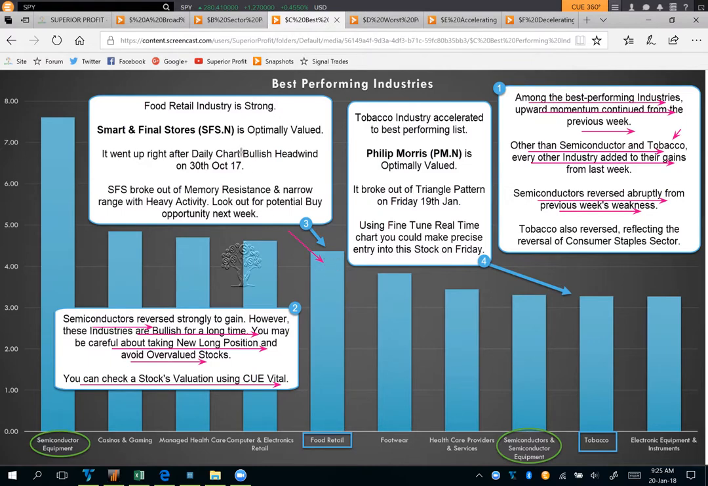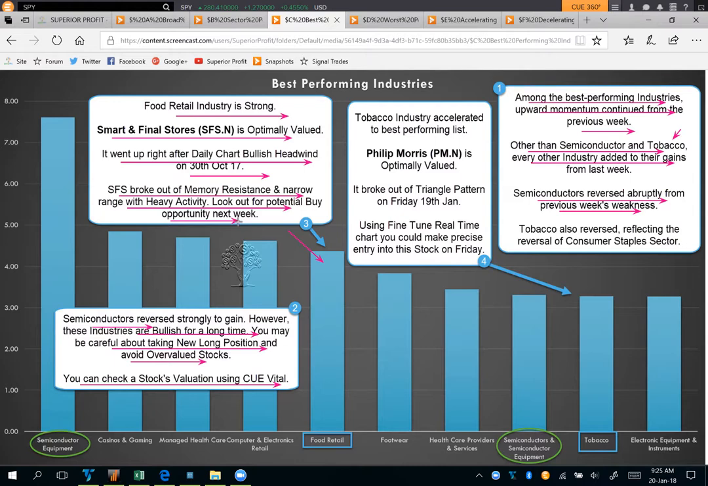Food retail, one consumer staples industry, is strong. I found this stock, Smart and Final Stores, SFS. It is optimally valued. It went up right after the daily chart bullish headwind on 30th October. This again shows the importance of keeping an eye on bullish headwind or bearish headwind signals. Bullish headwind in this case could catch the very bottom. SFS broke out of memory resistance and a narrow range with high activity. We may look for a potential buy opportunity next week.